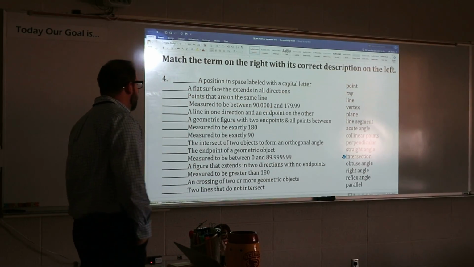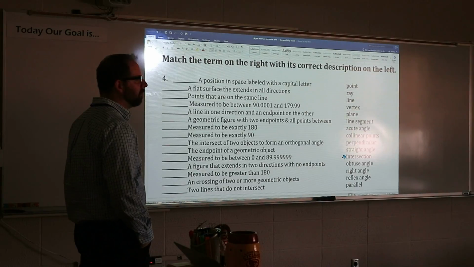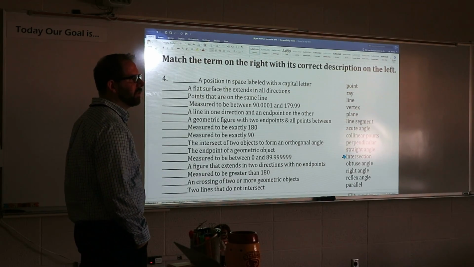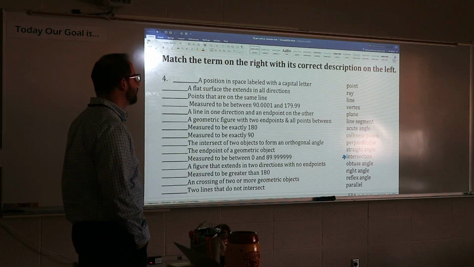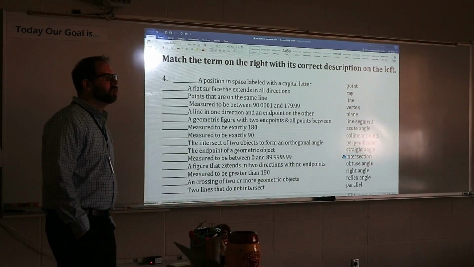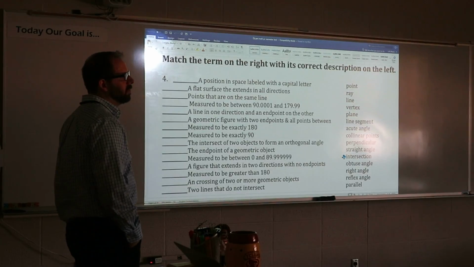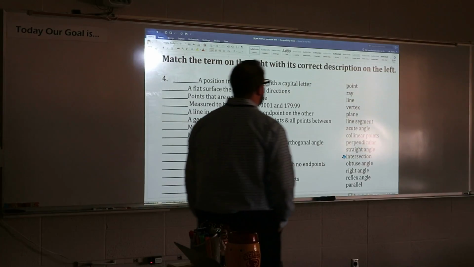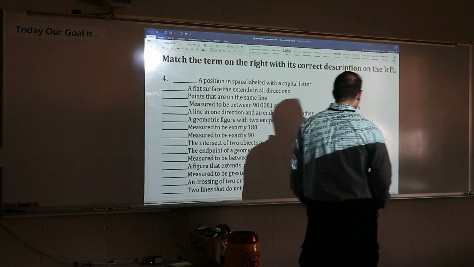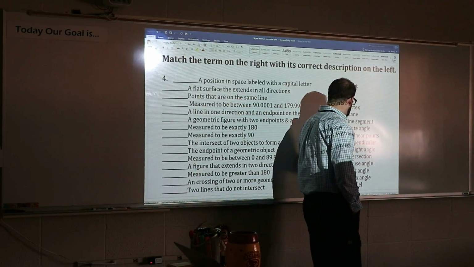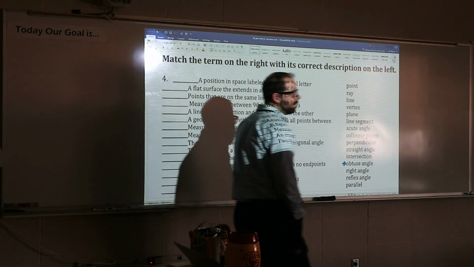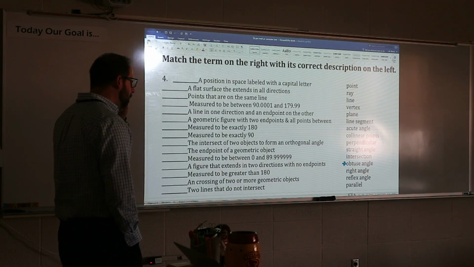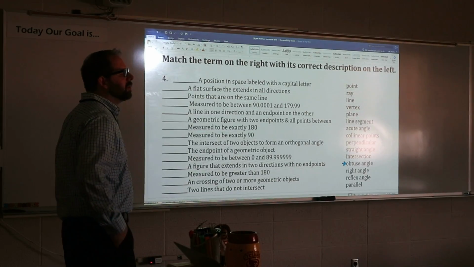Intersection. It's when two or more geometric objects cross. It's the crossing of two or more geometric figures. That is the intersection of objects. Two or more geometric figures intersect, or cross. A crossing between two or more geometric objects.